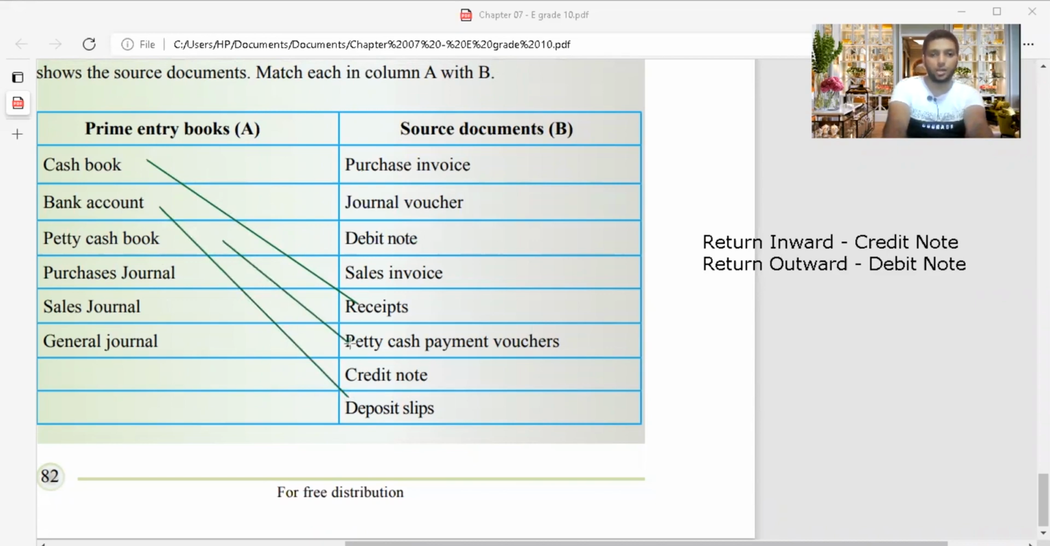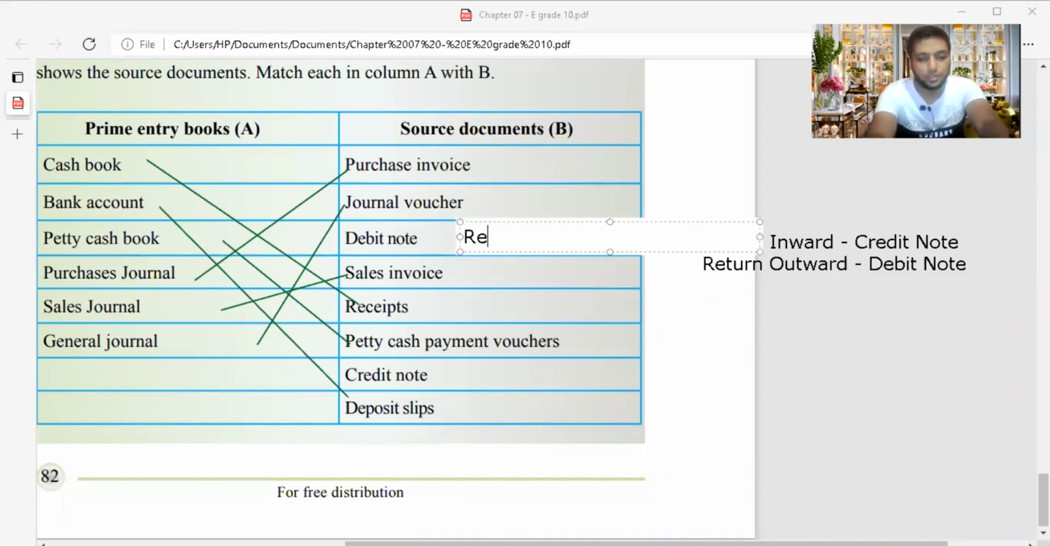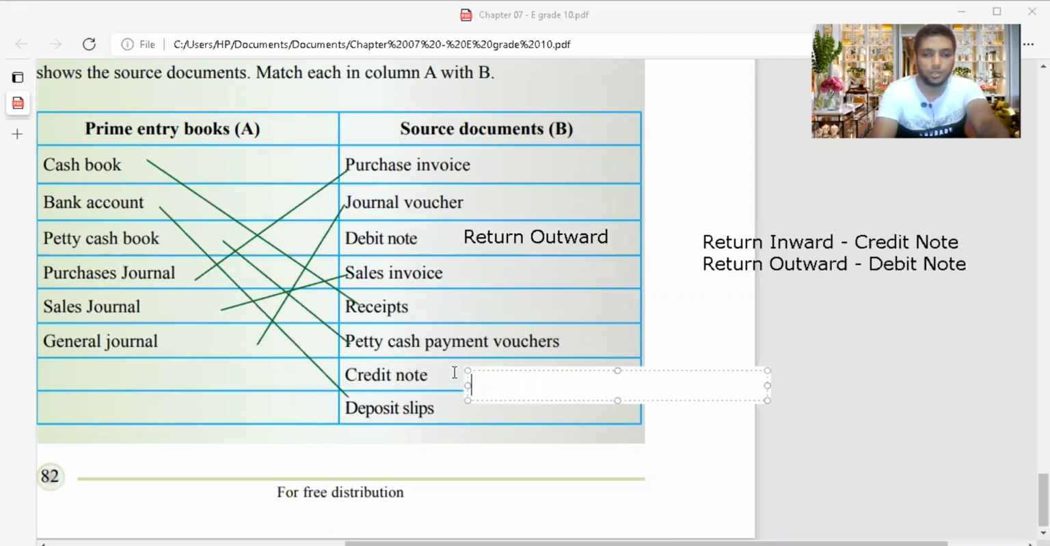Then purchase journal, you have purchase invoice. Then sales journal, you have sales invoice. General journal, you have general voucher. So as I said, debit note relates to return outward, and credit note is related to return inward. So I have given you a complete explanation of what you need to learn, guys.